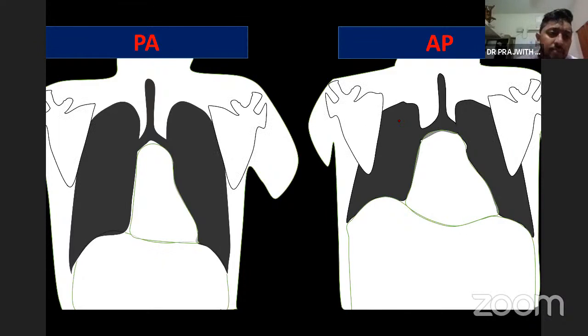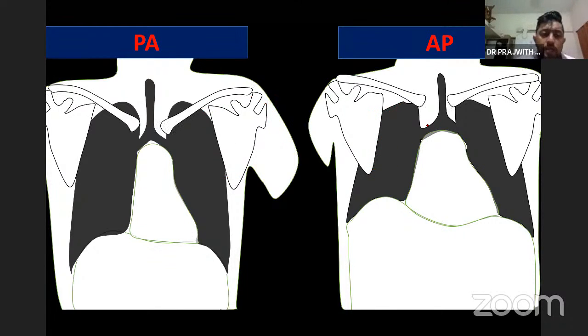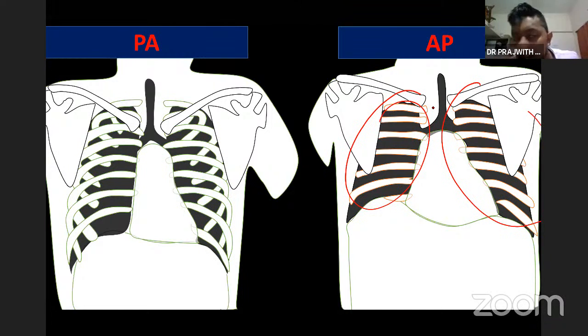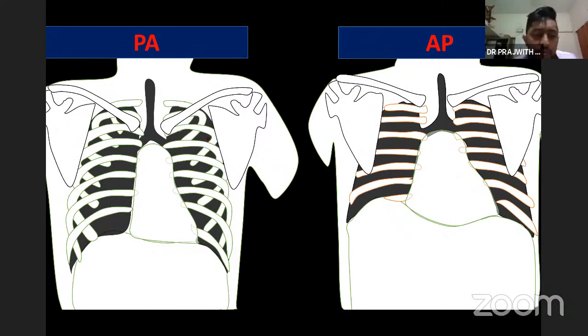Whenever I do a PA view, we know that the scapula is out of the lung field, whereas in the AP view, the scapula is inside the lung field. Also in the PA view, I told you we hold the hand on the waist. So what will happen? The clavicle will be lifted up, so the clavicle is more vertical than in the AP view, in which it is more horizontal. The third thing is the ribs. I told you, in AP view only posterior ribs are seen, anterior ribs are not seen. But if you are seeing anterior ribs, that means it is a PA view.